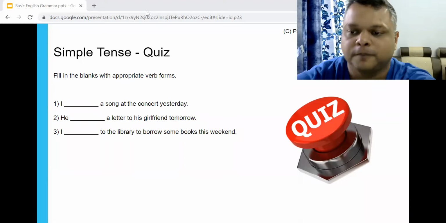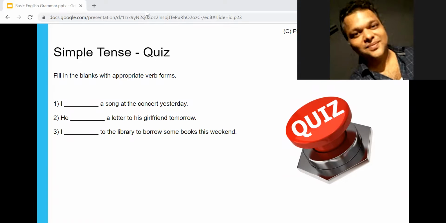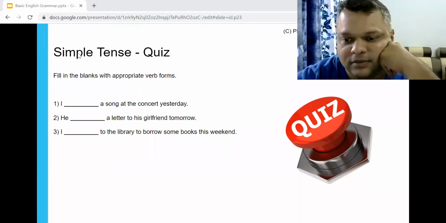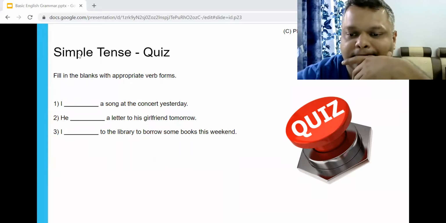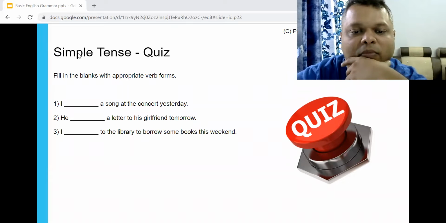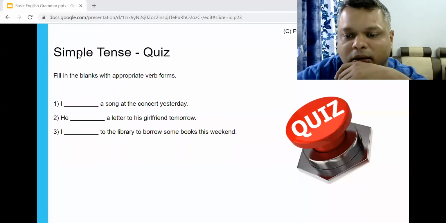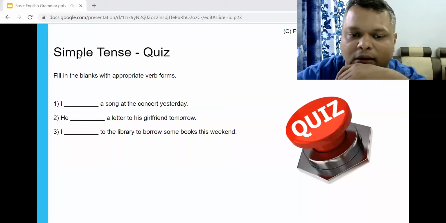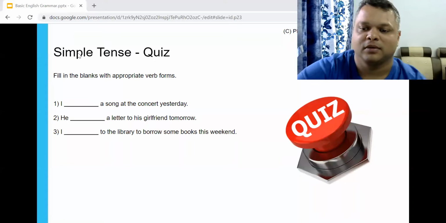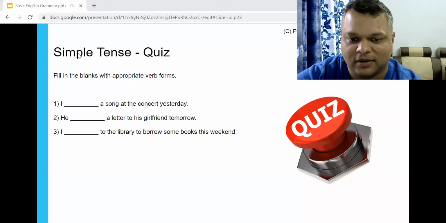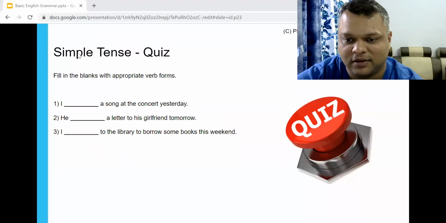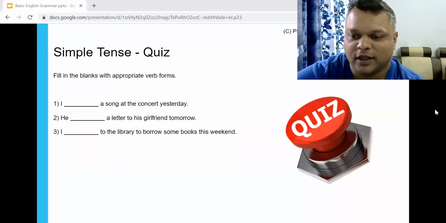Sir, my answers are same to the Madhuri's answers. Okay, that's fine. Can you say the answers to me once, please? I sang a song at concert yesterday. He will write a letter to his girlfriend tomorrow. I will go to this library to borrow some books this weekend. Okay, cool. Thank you very much.